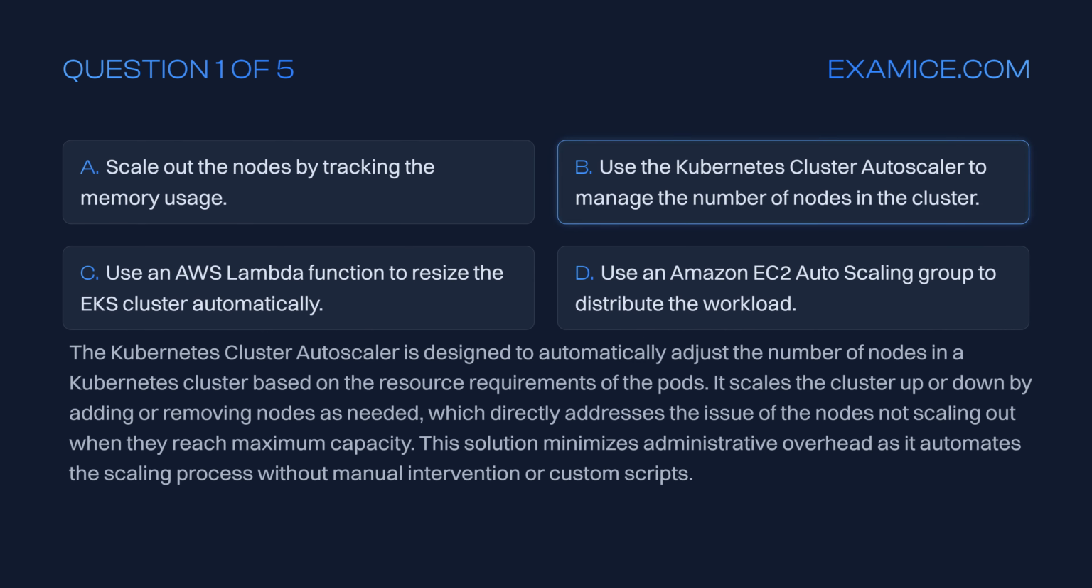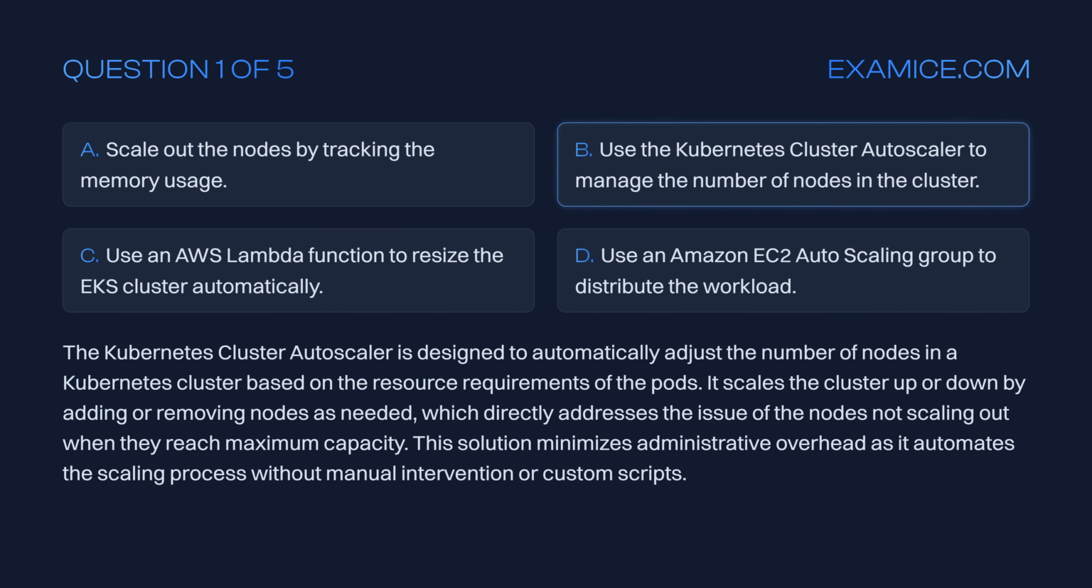The answer is option B. The Kubernetes Cluster Autoscaler is designed to automatically adjust the number of nodes in a Kubernetes cluster based on the resource requirements of the pods. It scales the cluster up or down by adding or removing nodes as needed, which directly addresses the issue of the nodes not scaling out when they reach maximum capacity. This solution minimizes administrative overhead as it automates the scaling process without manual intervention or custom scripts.